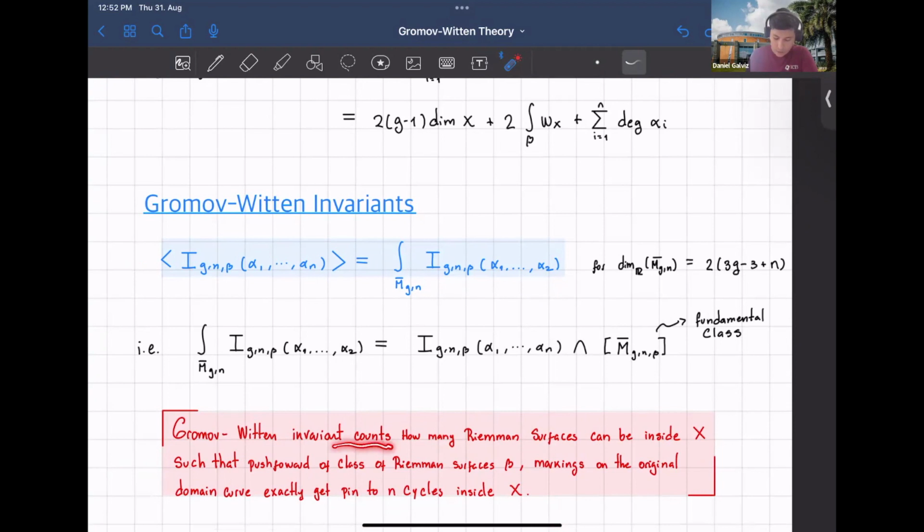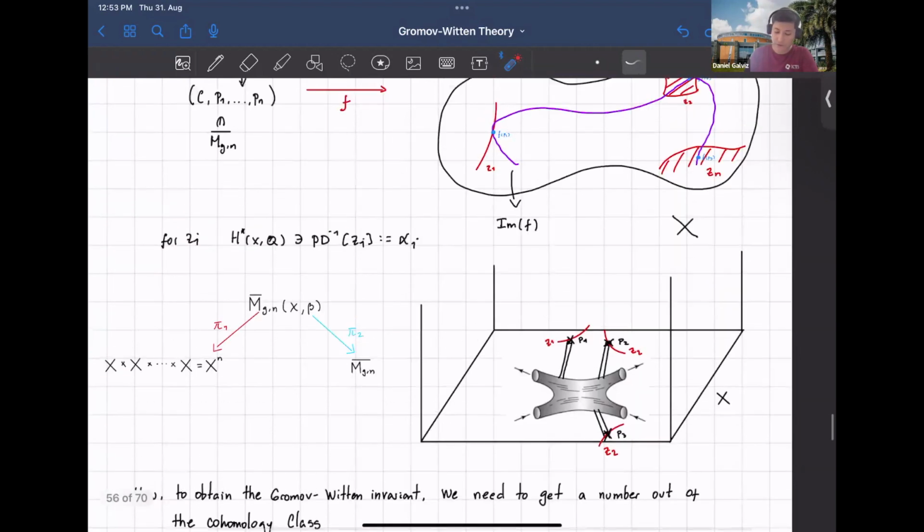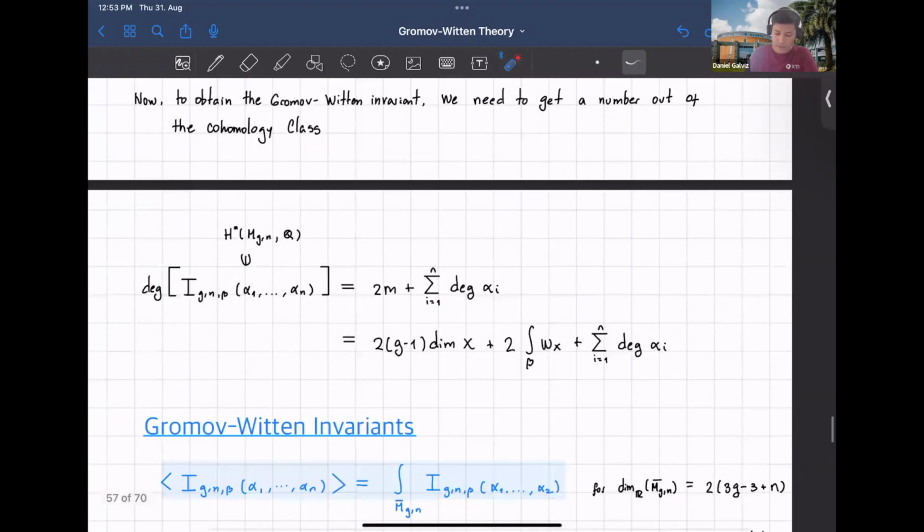Gromov-Witten invariant counts how many Riemann surfaces can be inside our ambient variety X, such that the pushforward of the classes of Riemann surfaces, with the fundamental class fixed and with the markings on the original domain curve, get pinned to the cycles in X. So this is basically counting how many of these you have, where you associate these marking points with the cycles.